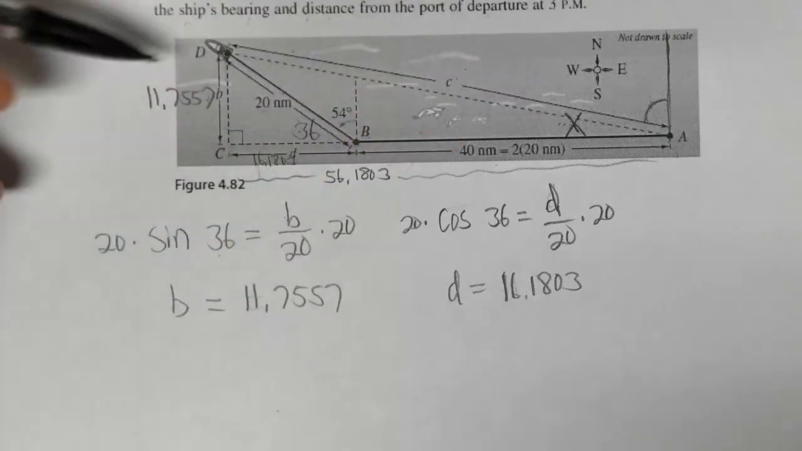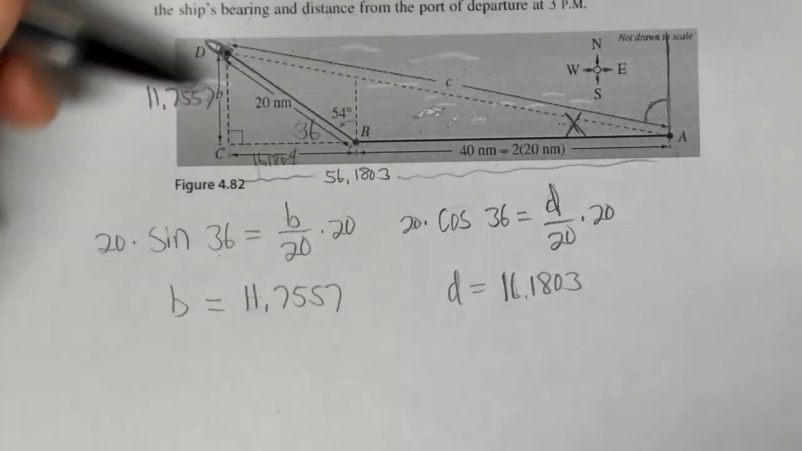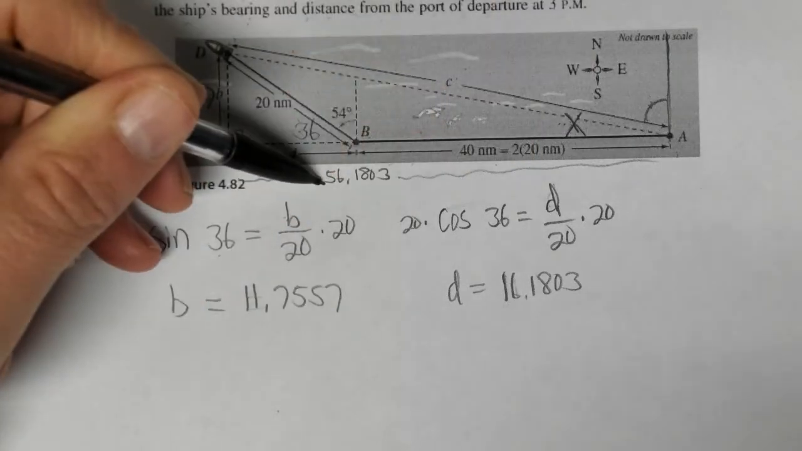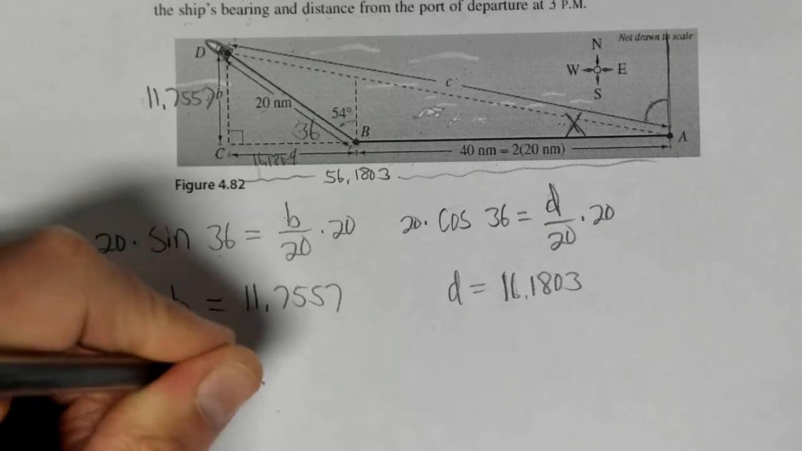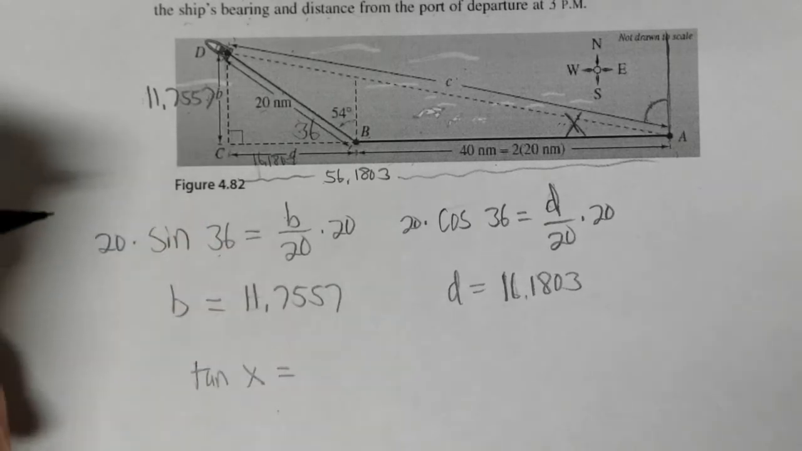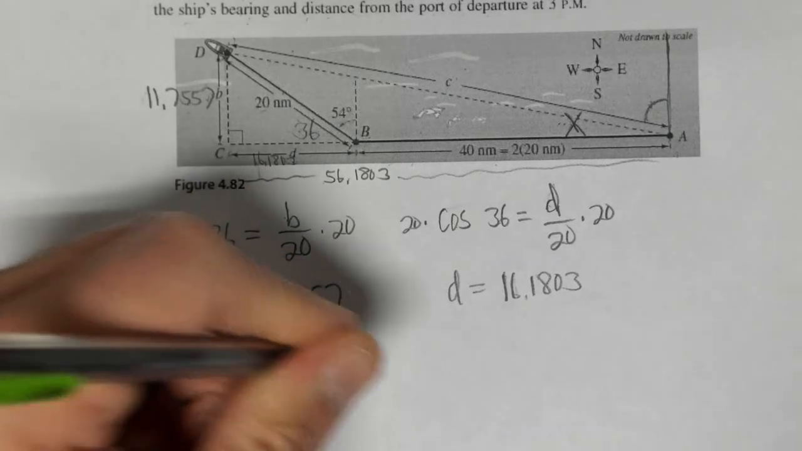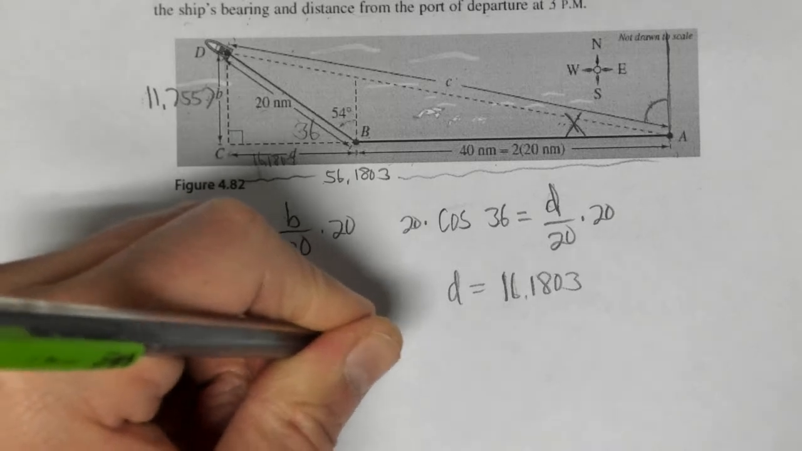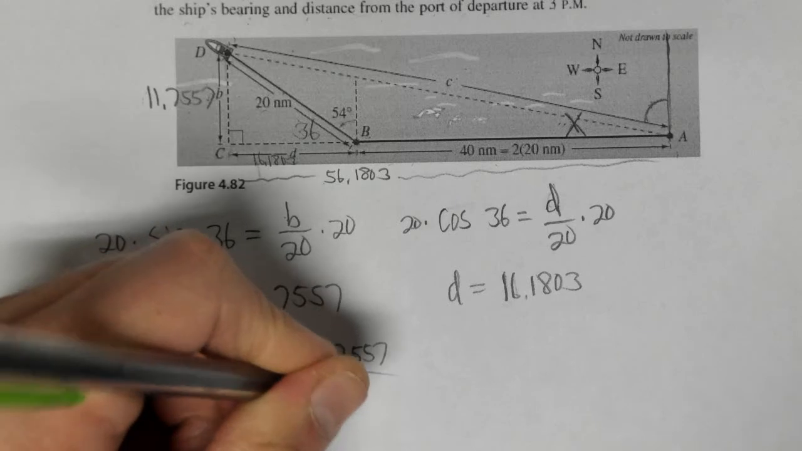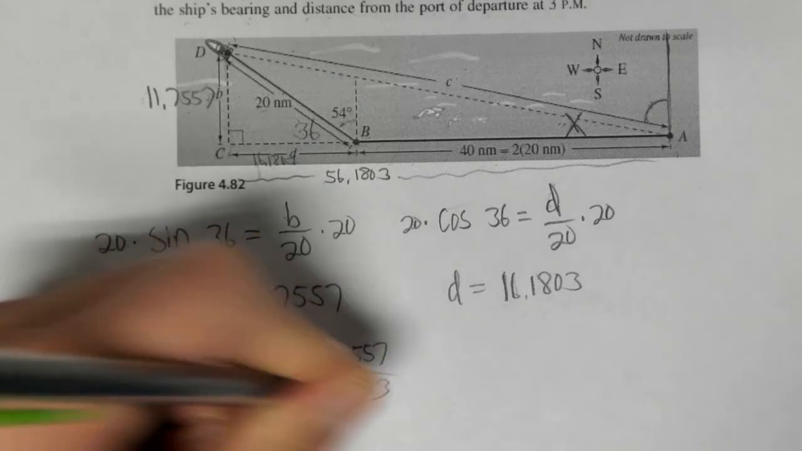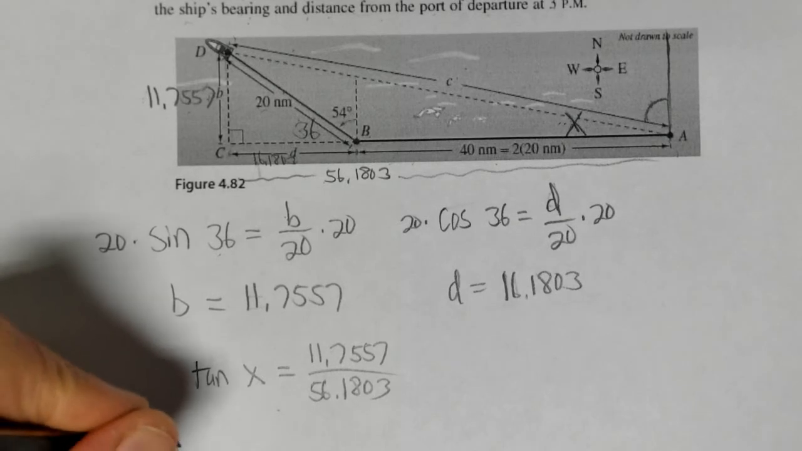And now I can set it up. I have an angle that I'm looking for. Now I'm looking at the big right triangle. I've got the opposite side, I've got the adjacent side. I can set it up with tangent. So tangent of x is equal to 11.7557 over 56.1803.